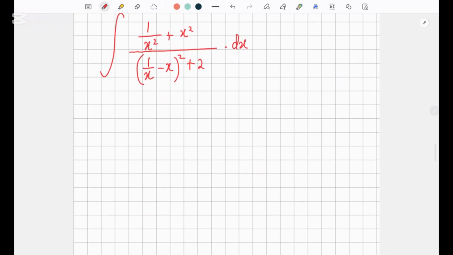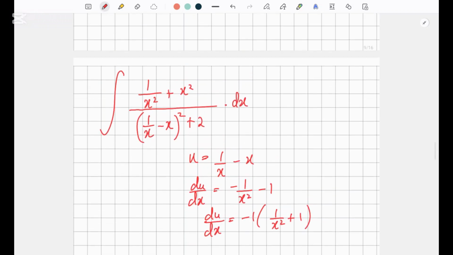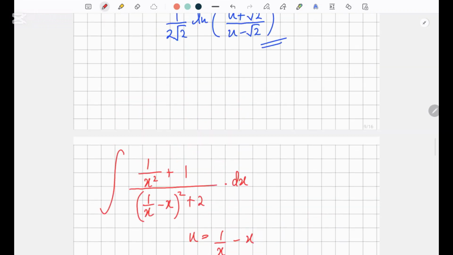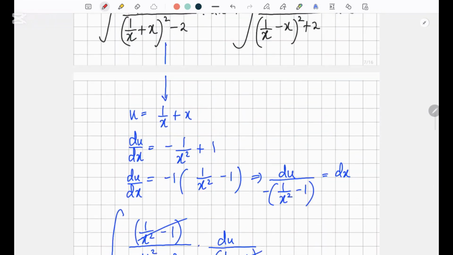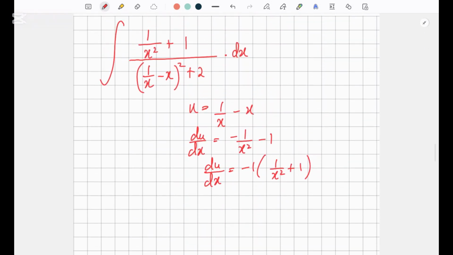So I'm going to take a substitution of u equals 1 over x minus x. So du over dx equals minus 1 over x squared minus 1. So I'm going to factorize that, and I could take minus 1 out, and I could write 1 over x squared plus 1, right? Oh, I'm sorry, I think I wrote the numerator wrong. This should be 1. Let me check again. Yeah, it's 1, sorry. I wrote x squared. Sorry about that.